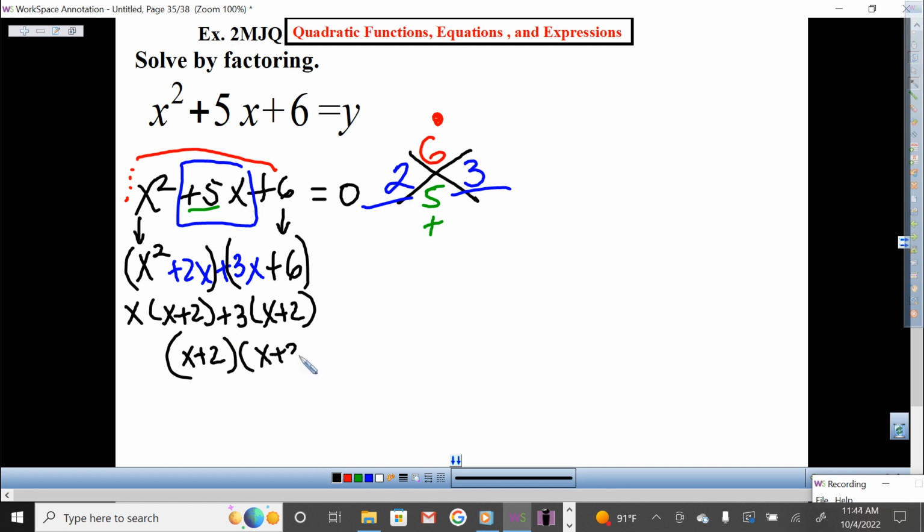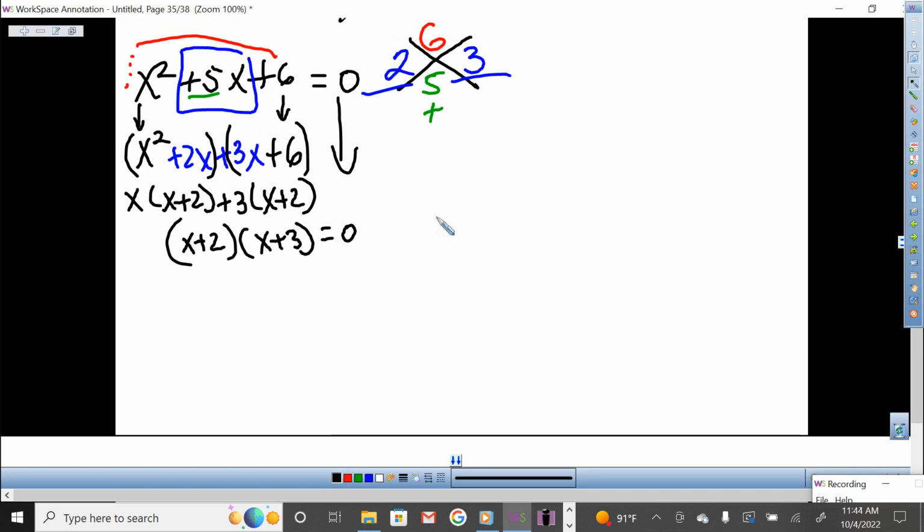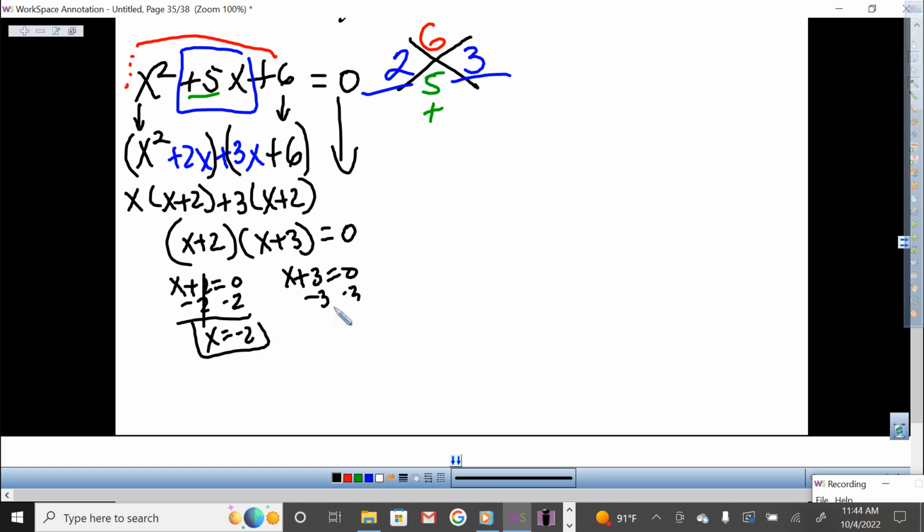x plus 3. But then we have to bring down the equal to 0. Tell your neighbor what to do from there, please. What to do from there? Fredo? x plus 2 equal to 0, and x plus 3 equal to 0. That is correct. Solve. x equals negative 2, and x equals negative 3.